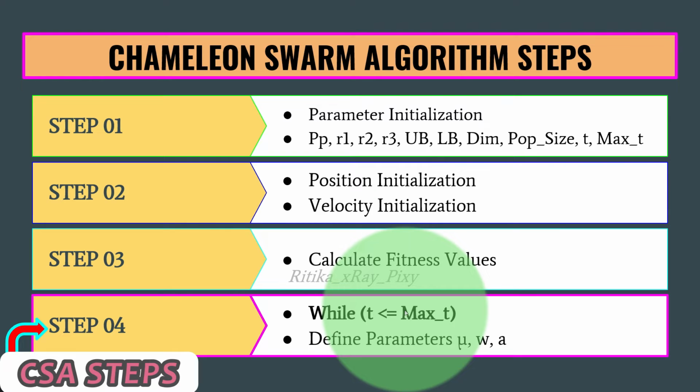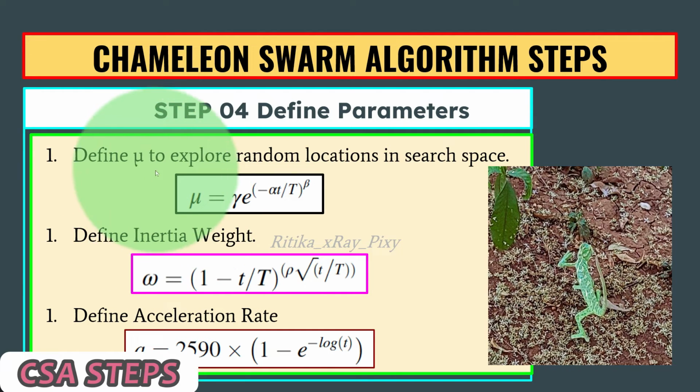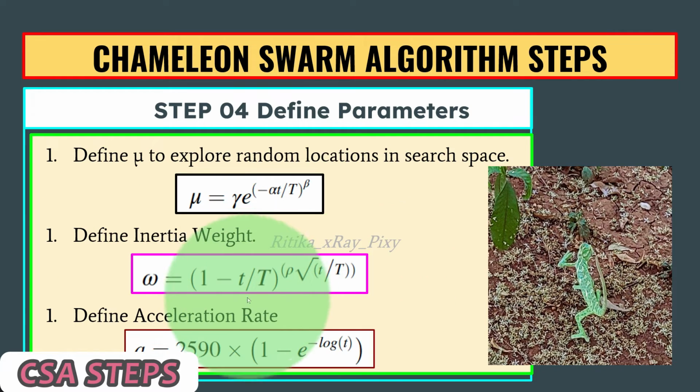After that, we will start the main loop here, check whether the current iteration is less than or equal to maximum iteration. If the condition is true, then we will define the parameters. So here we have different parameters, like first we have mu, that is used to explore the random locations in the search space. The value for mu we can calculate using this. Next we will define the weight inertia, that we will calculate using this. Small t is the current iteration, capital T is the maximum number of iterations.